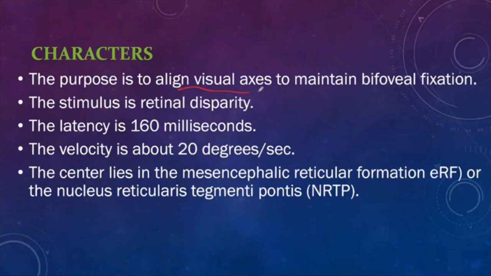the convergence is to align the visual axis to maintain the bifoveal fixation. So since the object falls on both foveas, it is falling now on corresponding retinal points, and the stimulus will be the retinal disparity, as the stimulus will be the presence of an object on non-corresponding retinal points leading to diplopia. It has a latency of about 160 milliseconds and a velocity of about 20 degrees per second. And its center lies in the mesencephalic reticular formation or in the nucleus reticularis tegmenti pontis.